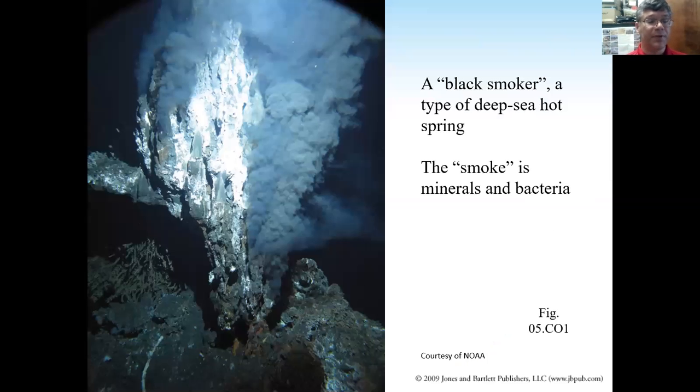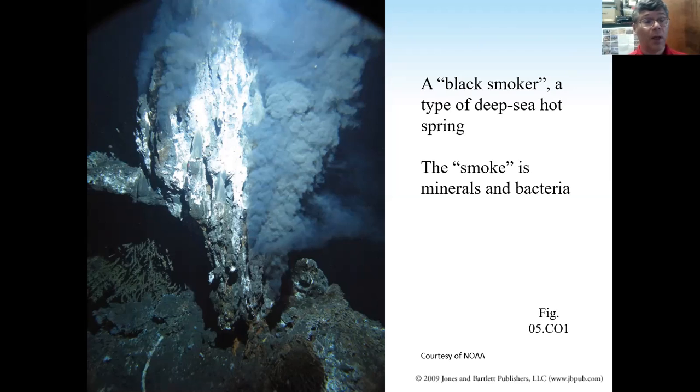Here's an example of the deep sea. This structure is known as a black smoker. Not too hard to figure out why. That smoke is actually tiny bits of minerals and bacteria that are getting energy from the minerals coming from very hot water down in the sea floor, emerging out at this spot along mid-ocean ridges.